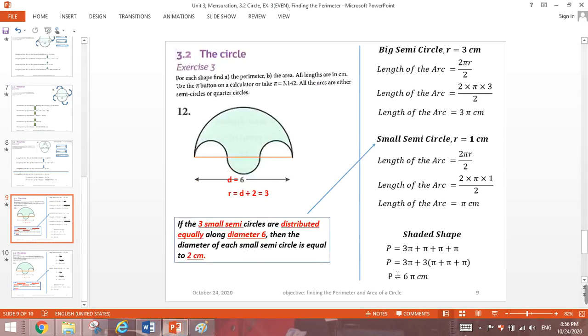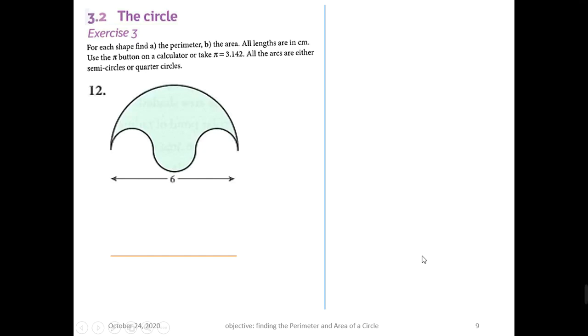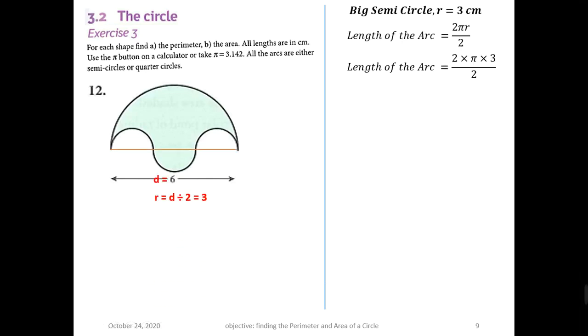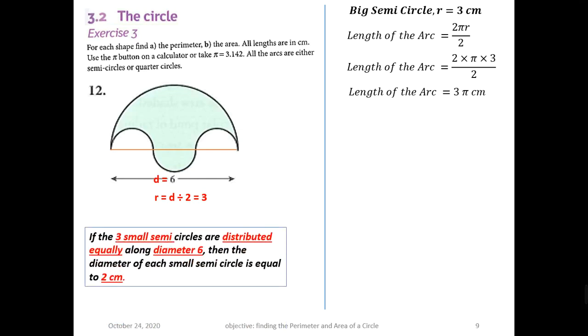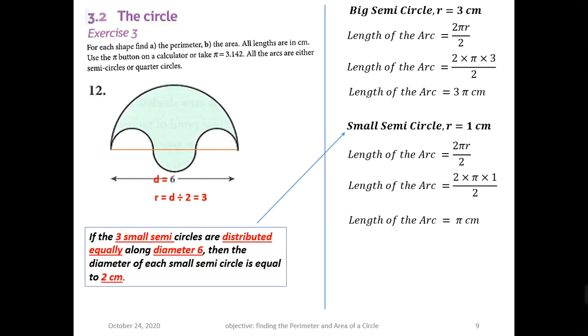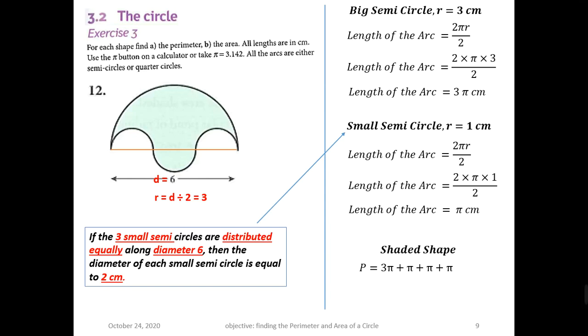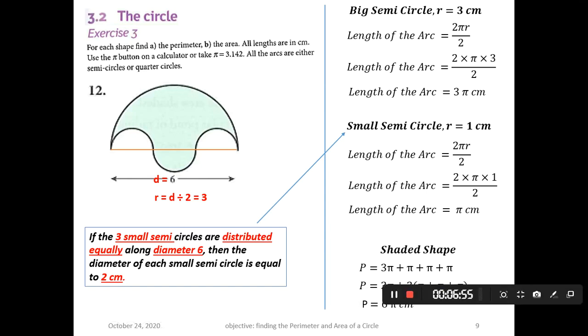Back to the presentation. So we calculated at first the length of the arc in the big semicircle, and then we calculated the length of the arc in the small semicircle. Accordingly, the perimeter of the shaded area is 3 pi plus pi plus pi plus pi. If you add them all together, it's going to be 6 pi centimeters, and this is how we calculate the perimeter of this shape.